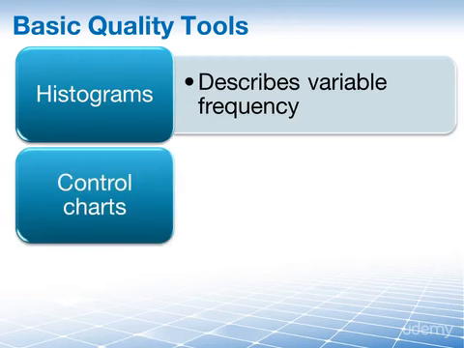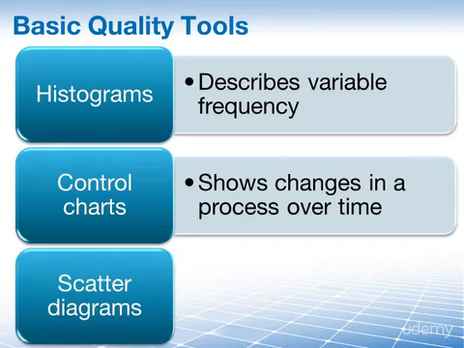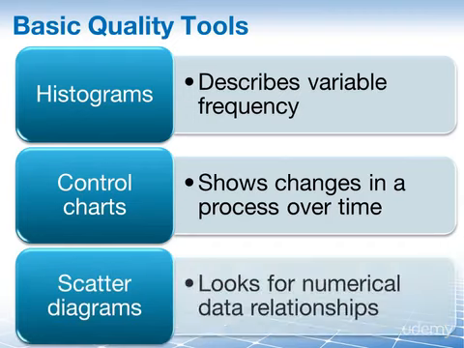Control charts are then used to show changes in a process over time. The control chart is the best tool for monitoring the performance of a process over time. And lastly, scatter diagrams. These are graphs that display the relationships between numerical data, one variable on each axis, to look for a relationship. If the variables are related, then the points will fall on a line or a curve.